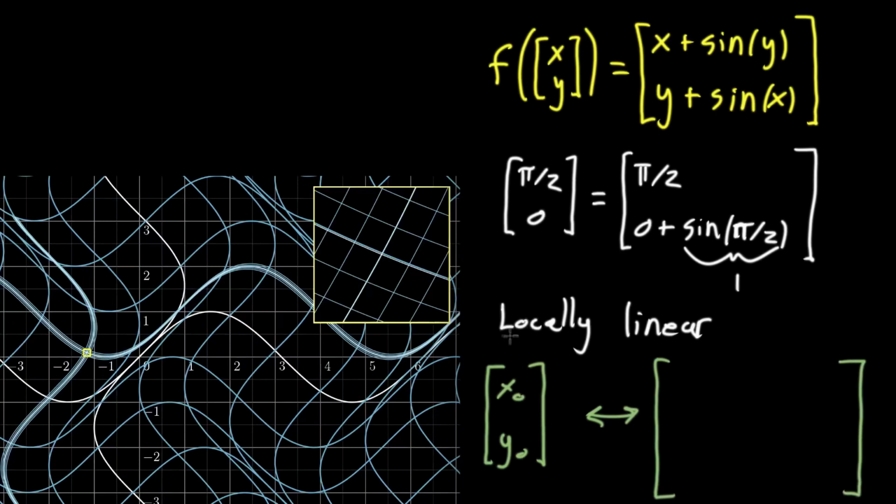So this idea of zooming in is what we mean by local. And in the next video, I'm going to show you what this matrix looks like in terms of partial derivatives for our original function. See you then.